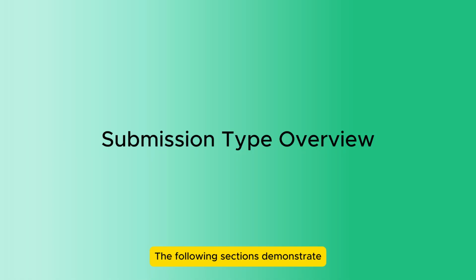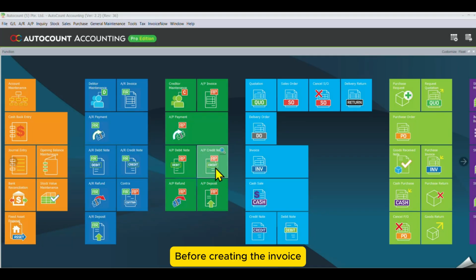The following sections demonstrate different GST InvoiceNow submission scenarios. For invoice and credit note, the steps are the same unless otherwise stated. Before creating the invoice, the user is required to set up the debtor with a valid Peppol ID.